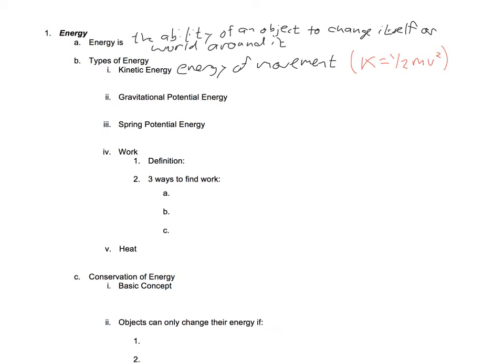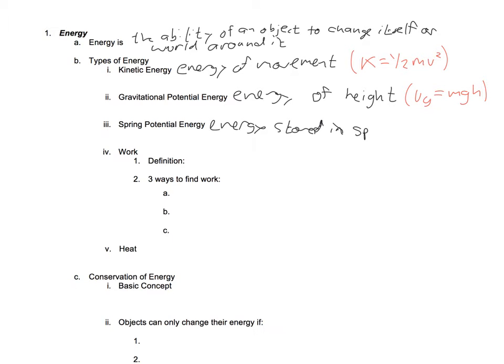We had gravitational potential energy, which is the energy associated with height. And for that we have Ug equals mgh. And we have spring potential energy, which is the energy stored in a spring. And for that we have Us equals 1/2 kx squared.